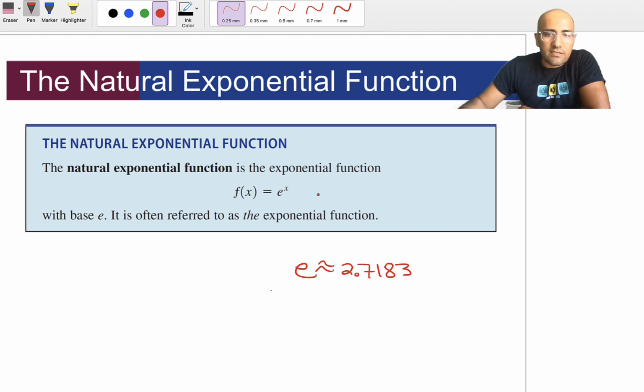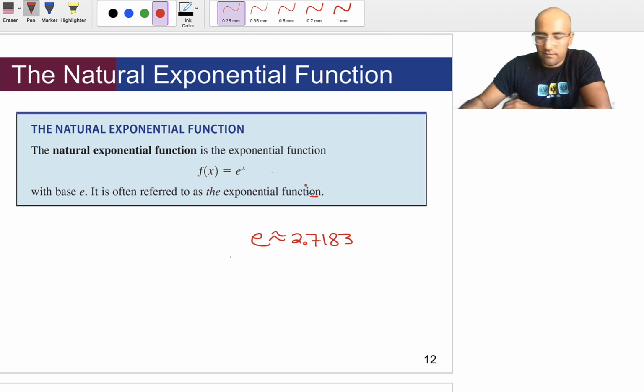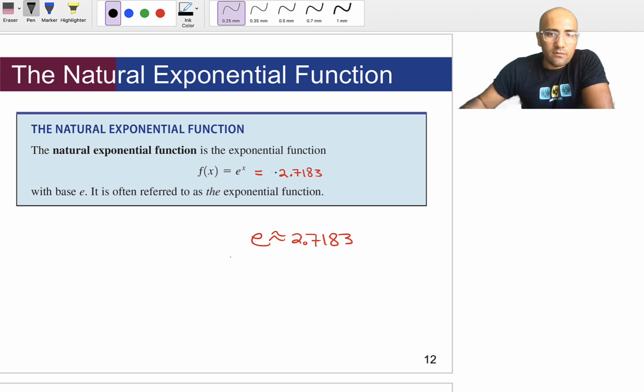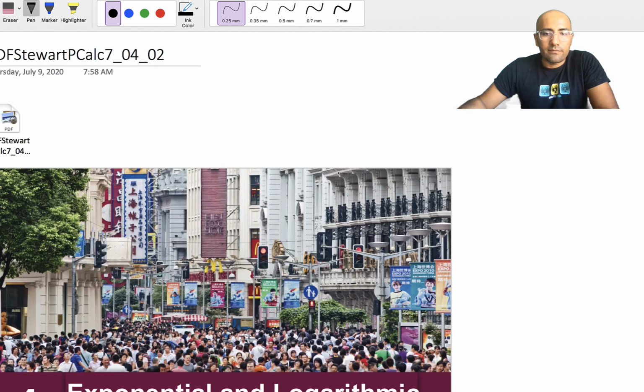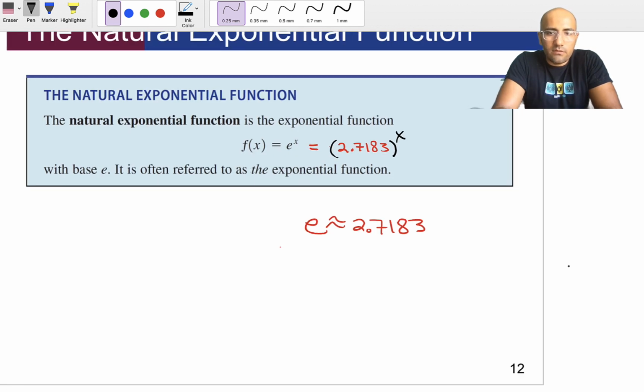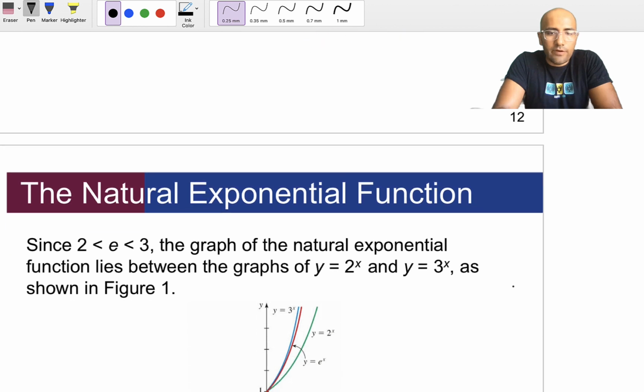So when you see this, you're really being asked this. It's 2.7183 to the power of x. Right? So think of it as any other base number raised to an exponent. Okay, so let's compare it to other functions.